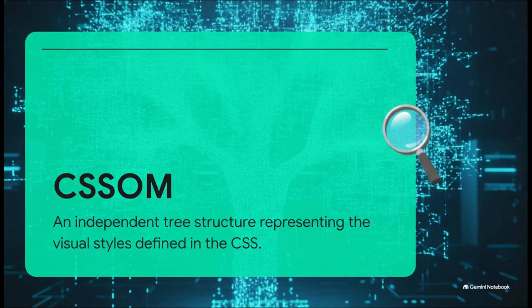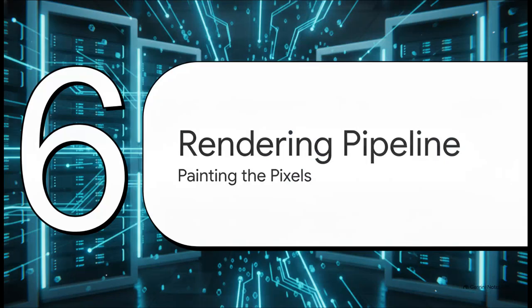Think of it this way. The DOM represents what is on the page, and the CSSOM dictates how it should look. It calculates the cascading rules for colors, fonts, sizing, basically preparing the paint. And it's crucial to remember that the DOM and the CSSOM are built totally independently. They don't interact at all until the very final phase of the pipeline. And that leads us to our final stop, Part 6, the final rendering pipeline, painting the pixels.